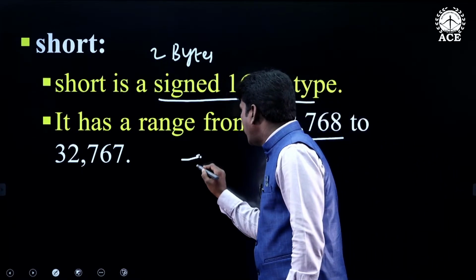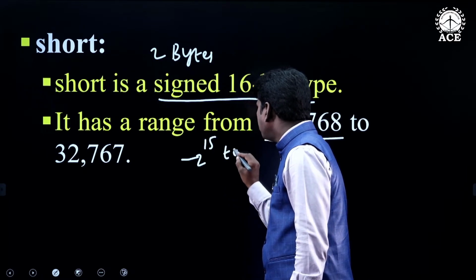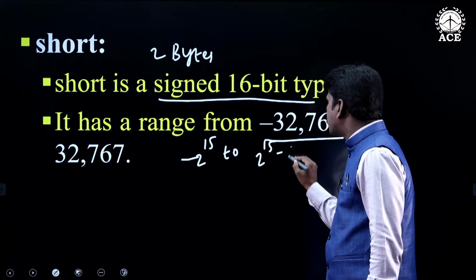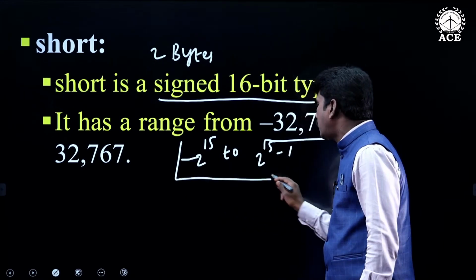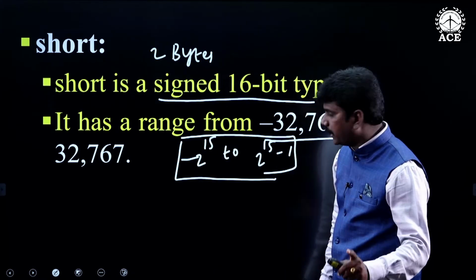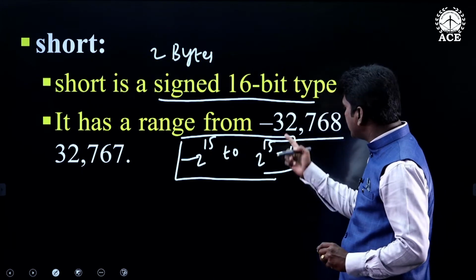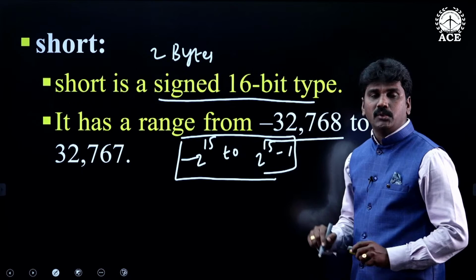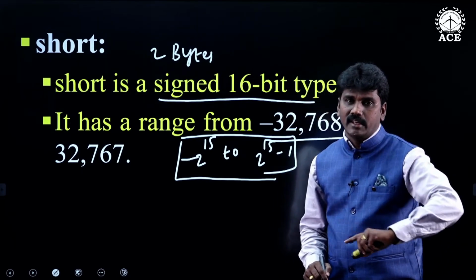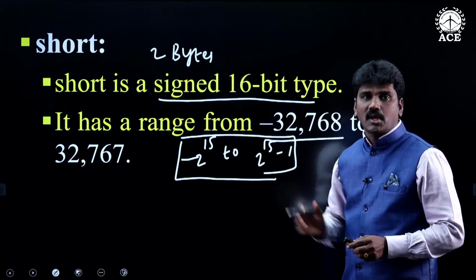So it is -2 to the power of 15 to +2 to the power of 15 - 1. Actually this is the actual range of short int: -2 to the power of 15 to 2 to the power of 15 - 1. That is nothing but -32,768 to 32,767 including 0. So this is about the short integer.